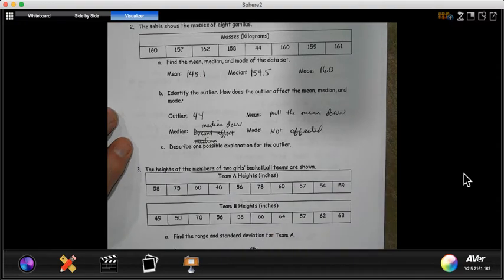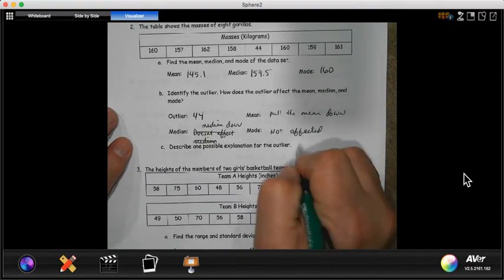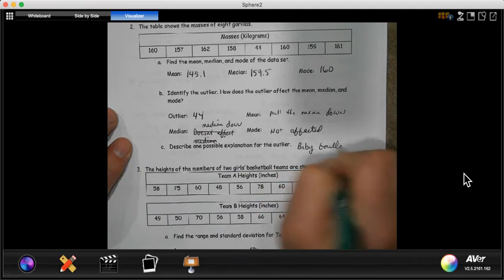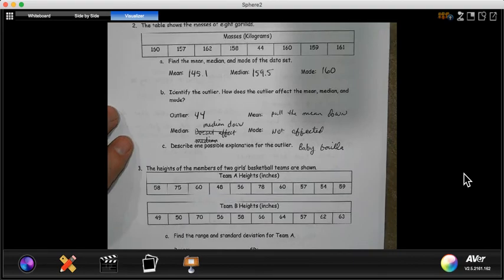Describe one possible explanation for that outlier. Might have been a baby gorilla. That's my best guess. Feel free to pause as needed so that you guys can make your own calculations.